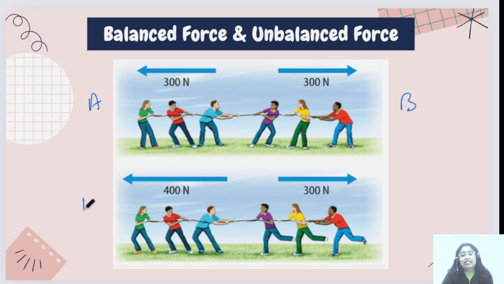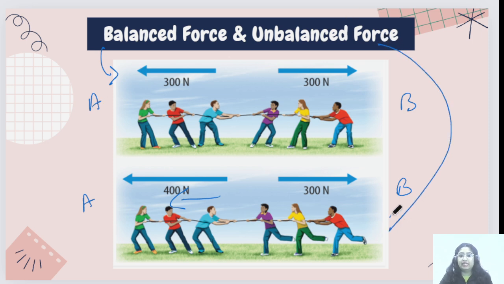But suddenly A team started to apply more force, like 400 Newton, but B team is still at 300 Newton. What will happen? A team will win. So the tug will move in this direction, towards the A team, right? So the first is the example for balanced force and the second is the example for unbalanced force.